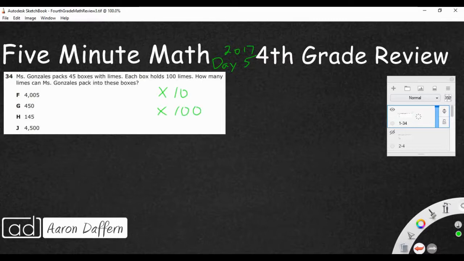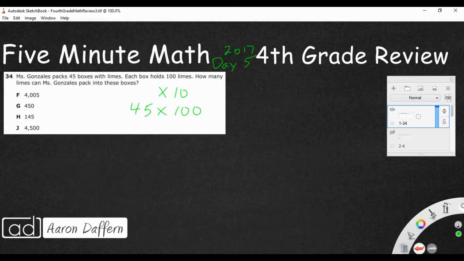So we have our problem here. There's 45 boxes, and each box holds 100 lines. So really what we're looking at here is 45 boxes times 100. Now, there's multiple ways we can do that. We can add up the number 45 100 times. We can add up the number 100 45 times.